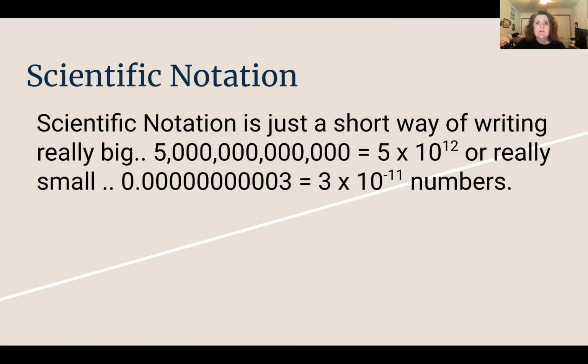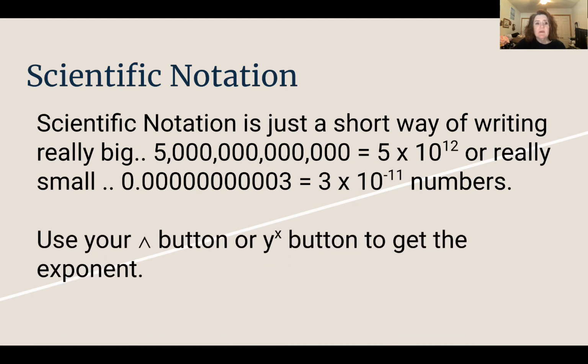Scientific notation plays a big part in this. Scientific notation is just a short way of writing really big numbers, like 5 with 12 zeros behind it, as 5 times 10 to the 12th, or really small numbers, 11 zeros, and then the number 3, as 3 times 10 to the negative 11th. Use the caret button or your y to the x button in order to get this kind of exponent.